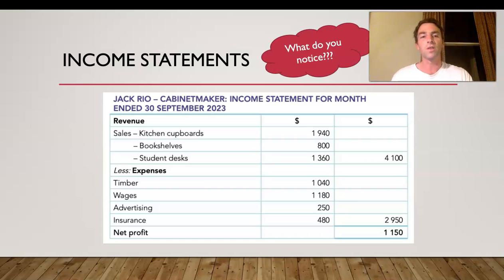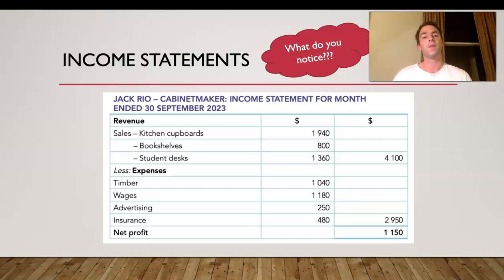I want you to have a good look at that income statement and pause the video and think, what do you notice about this income statement? So pause the video now, have a good look, what do you notice? Now that you've come back, what are some of the things that you should notice?